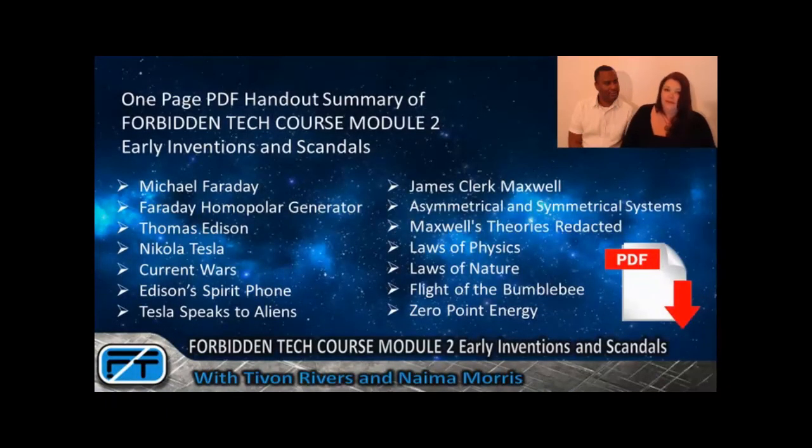So anyway, that is it for this module. Yes. Let's talk about our handout. We've covered a lot. We've got Faraday and the homopolar generator, Thomas Edison, Nikola Tesla, the current wars. Yes. Edison's spirit phone, Tesla speaks to aliens, James Clerk Maxwell, asymmetrical and symmetrical systems, Maxwell's theories redacted, laws of nature, laws of physics, flight of the bumblebee. Yes. And zero point energy. So you have the one page handout for this module.